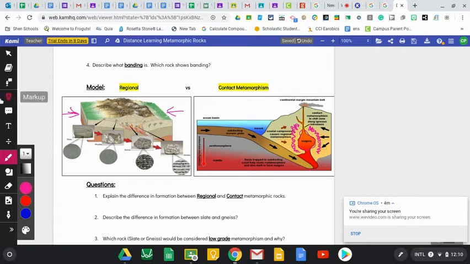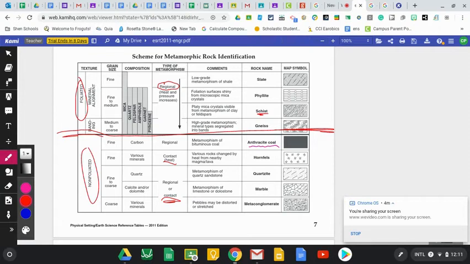Okay, so if we go back to our reference table, we have what's known as low grade versus high grade metamorphism. Low grade talks about the pressure and the heat. So low grade would be very little pressure, very little heat to create the rock, and high grade is extreme deformation, lots of heat, lots of pressure.